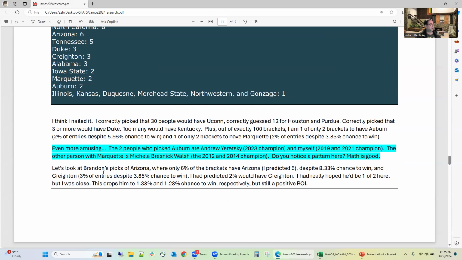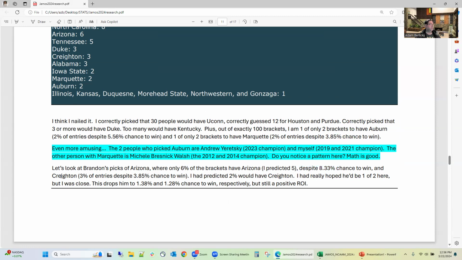I'll take a look at Brandon's picks. I had him pick the other two teams I was narrowing in on. 6% of people picked Arizona. I had guessed that 5 people would. But still, it's good. It's still positive. He's expected to win something, maybe because it's an 8.3% chance to win and only 6% of the brackets. That's the kind of matchup you look for.